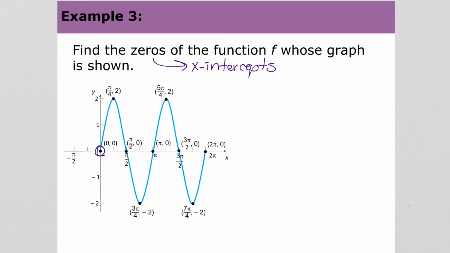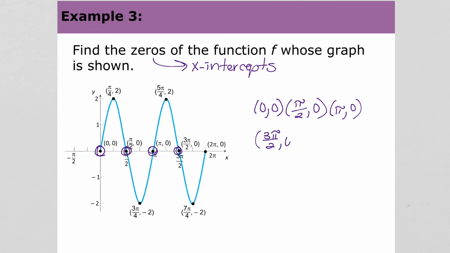Well, there's one at (0, 0). Here's one at (pi over 2, 0). Another at (pi, 0). Here's one at (3 pi over 2, 0). And at (2 pi, 0). Now you see why they're called the zeros, because all the y values are 0.